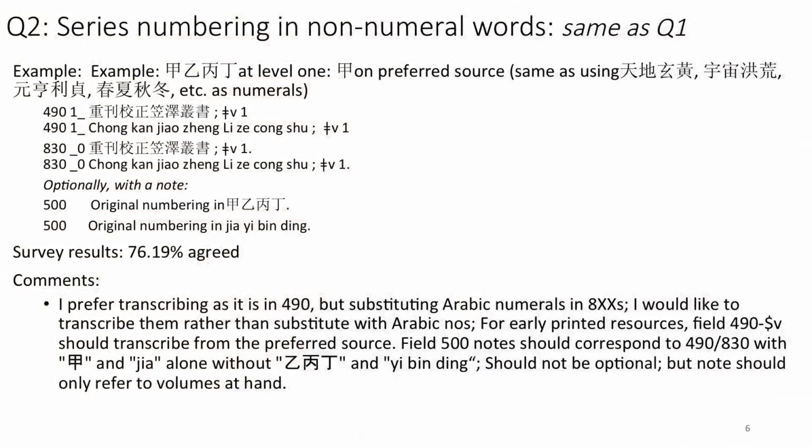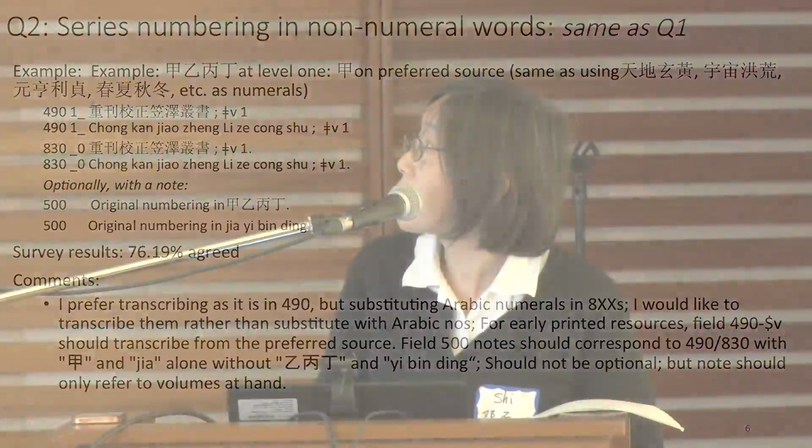The second one is about series numbering. It's the same, but a different system. They're using 甲乙丙丁 (jia, yi, bing, ding), or there are other series that use non-numeral words to express numbering. So it's the same: you substitute with a Western Arabic number. And this one is 76, 19% agreed. And there were comments saying that I prefer transcribing as it is in 490, but substituting the Arabic number in the 800 field; I would like to transcribe them rather than substitute them. And they say that in the 500 note, you just say jia and so on without yi, bing, ding. I think those are our members' ideas.